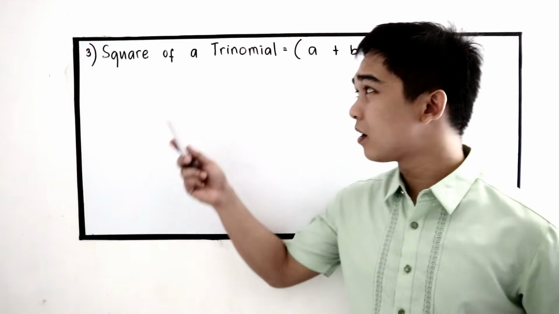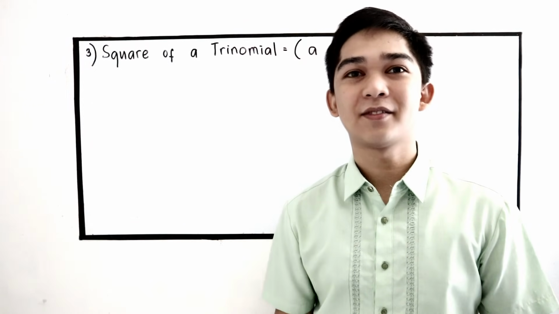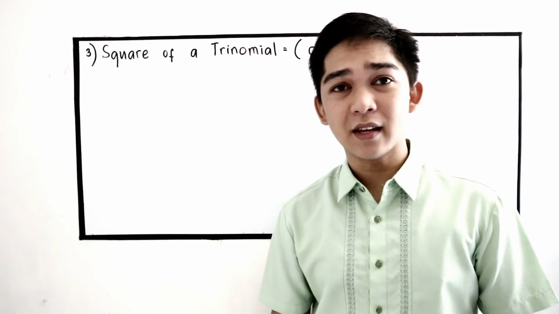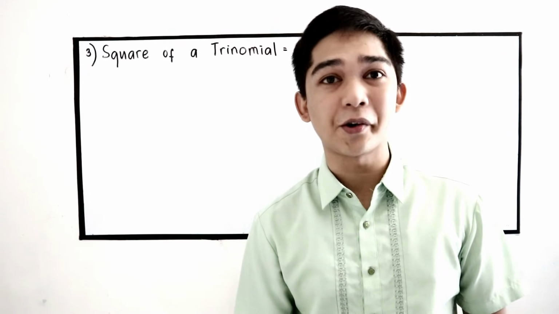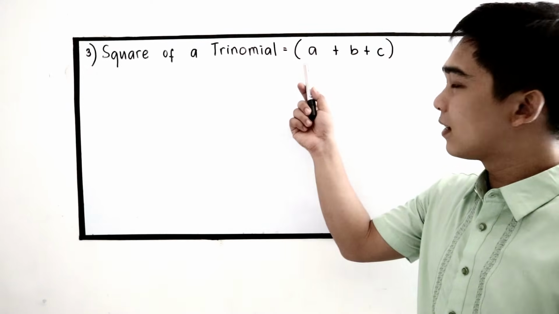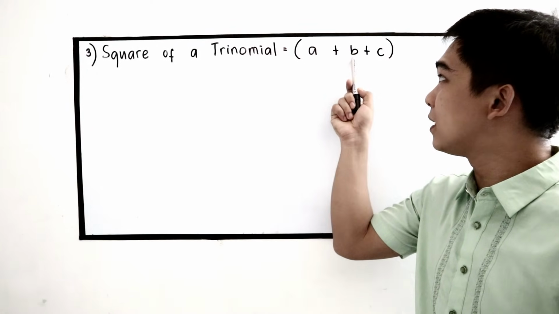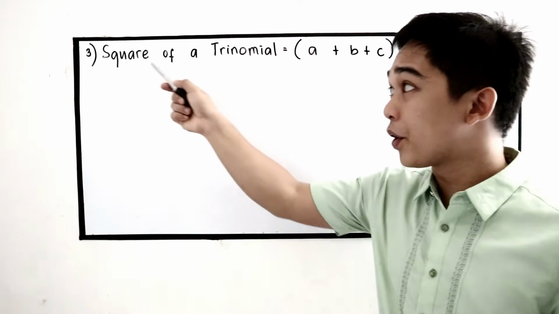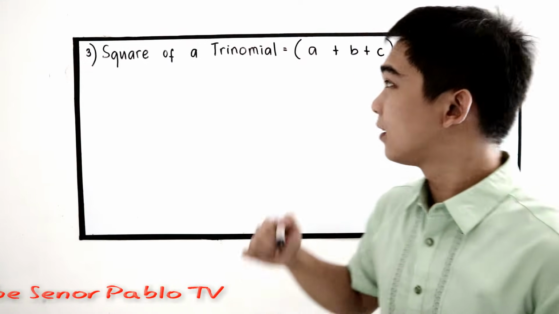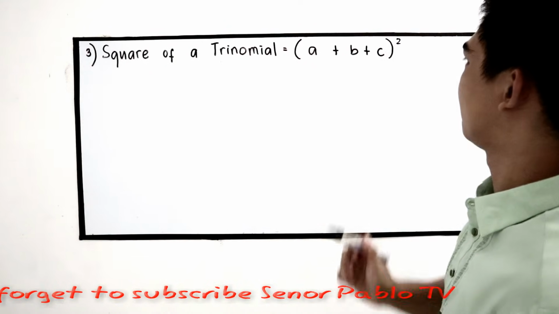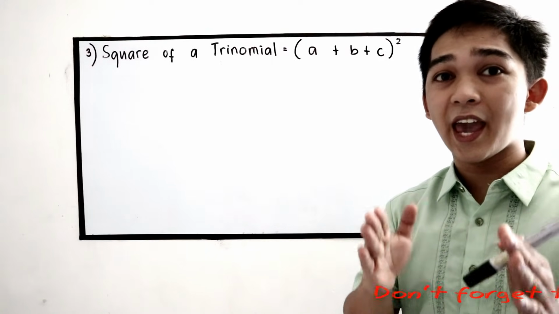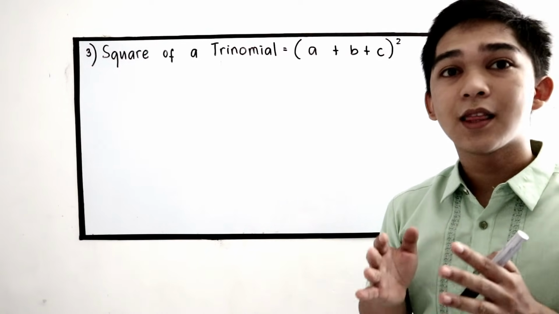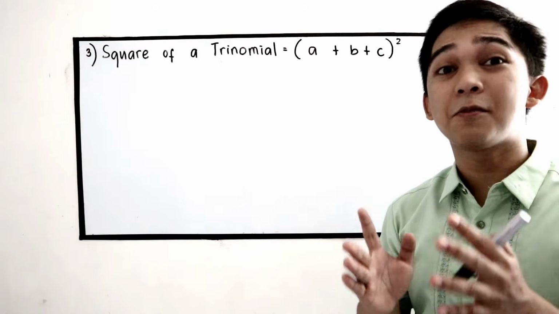The square of a trinomial. Trinomial means 3 terms, expressions with 3 terms. Let's say we have (A + B + C) and we're going to square it. So if you're going to FOIL that, that is (A + B + C) times (A + B + C).